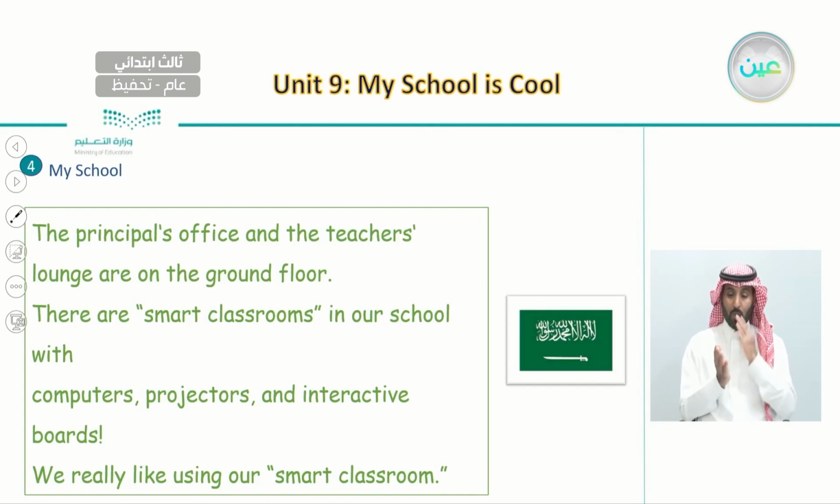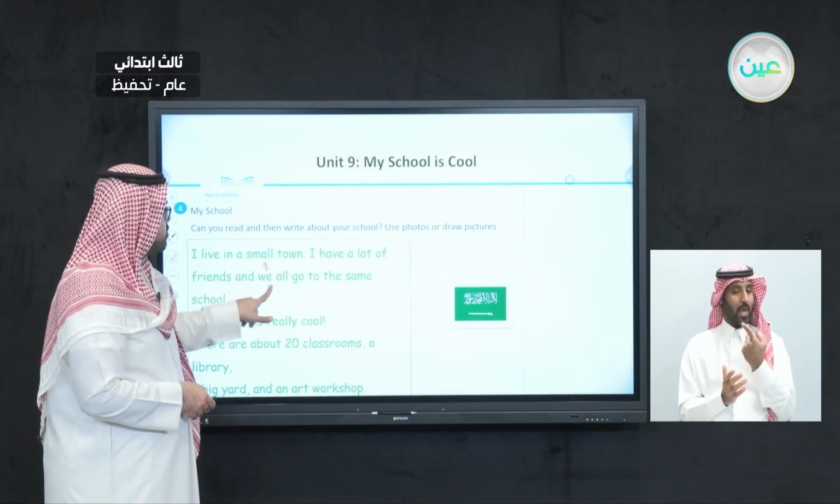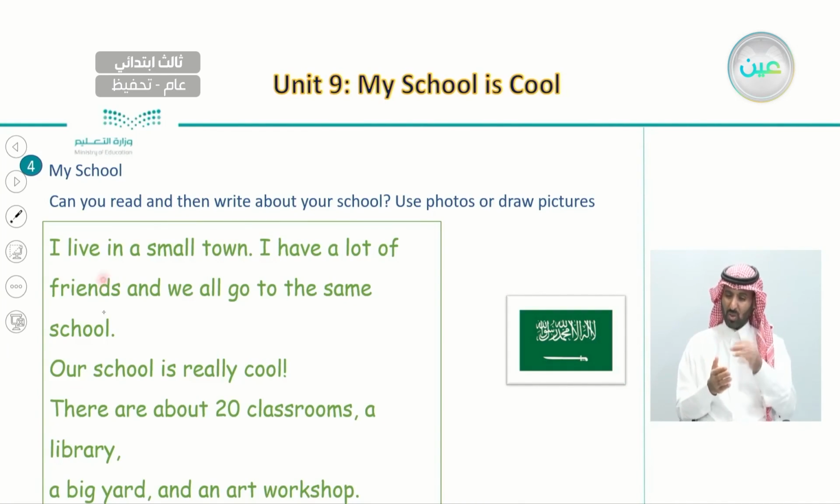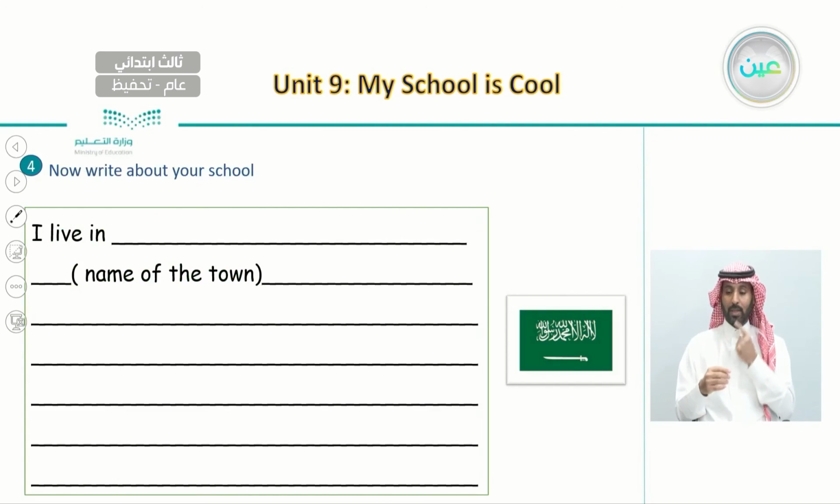So in this reading, what we read is about different things in our school. We talked about where it is, in a small town, and that we have a lot of friends and almost 20 classrooms and other facilities like an art workshop. We also said where the principal's office and the teacher's lounge are. And we talked about the smart classrooms with projectors, computers, and interactive boards. So here we need to take all of this information to try to write on our own.